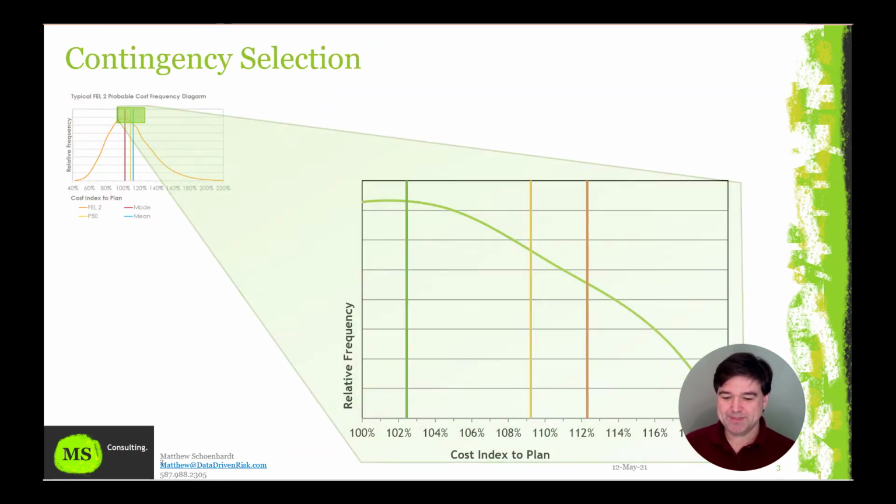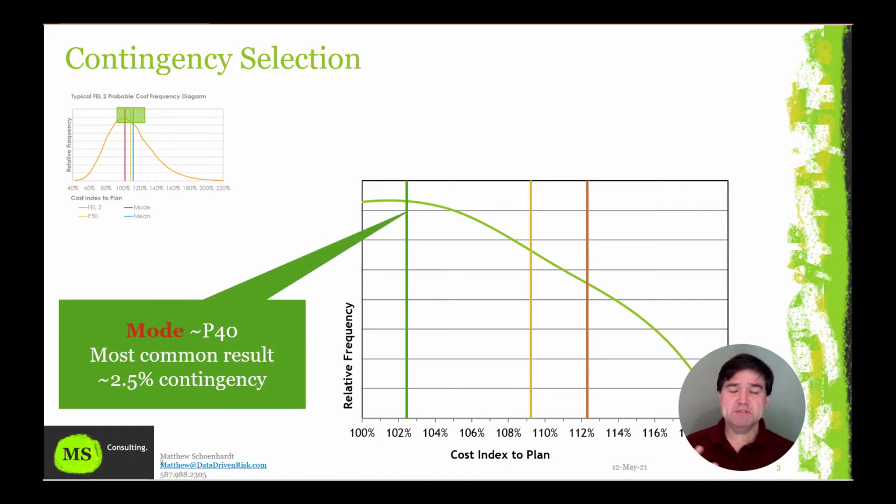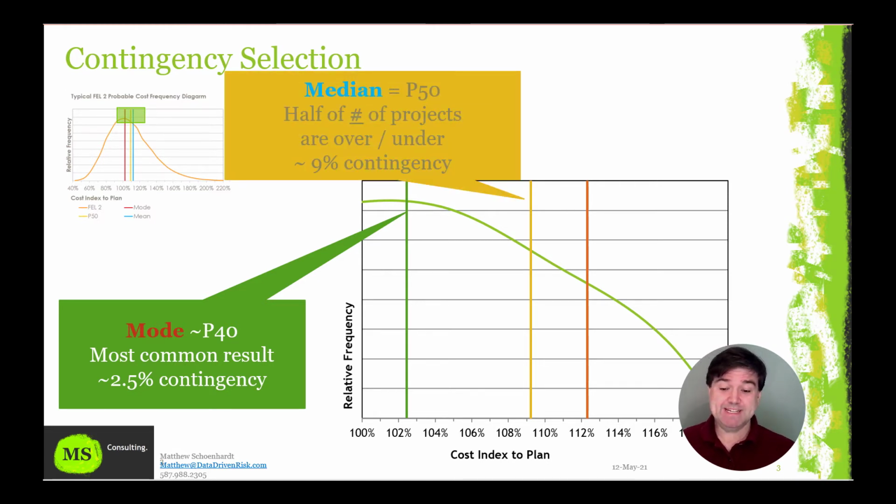Zoom in. So the first one is the mode. The mode in most estimates roughly translates to the 40th percentile or the P40. If you funded at the most likely contingency that you need, you probably only need about 2.5%. That's pretty good on a portfolio. As a project manager, you might not be so happy. The second number is the median. That's the P50. That means half the projects are over this number and half the projects are under this number. If you fund it at the P50, you're going to need about 9% contingency.